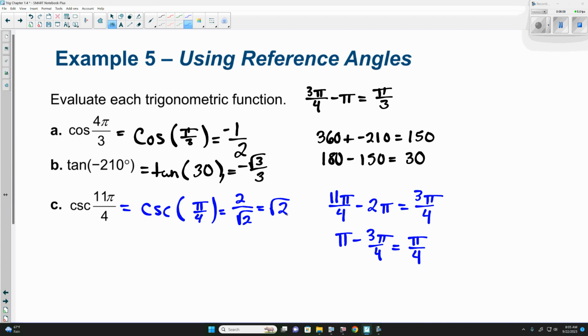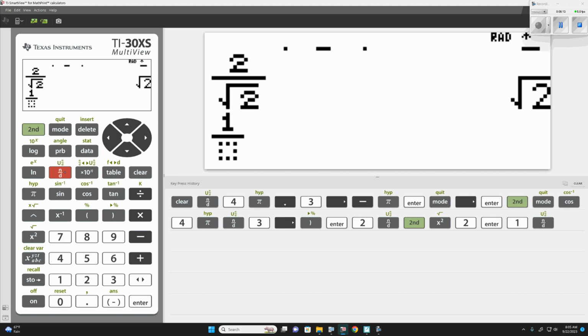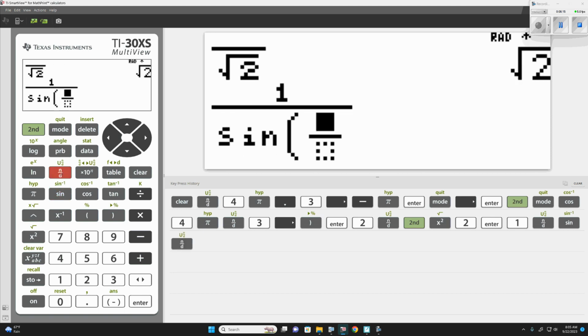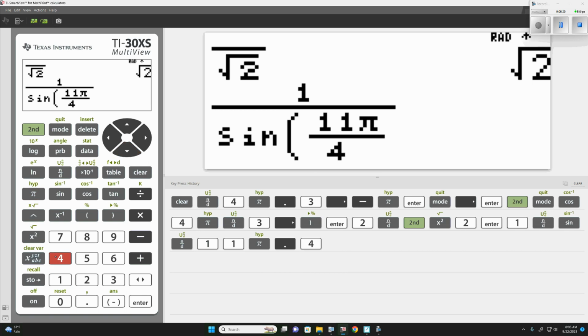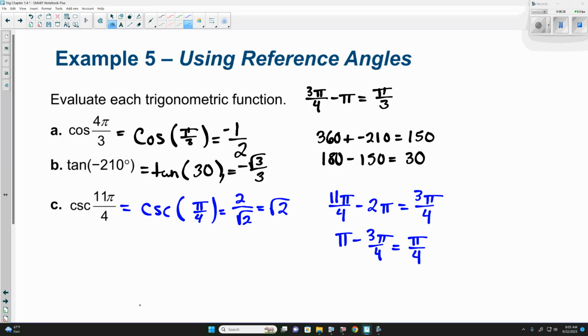But with any of these here, even cosecant, in the calculator, we could do 1 over sine of 11 pi over 4. We get the same thing. So the calculators can do these. Being able to do these, especially with reference angles and being able to reference back to them, was especially helpful when we didn't have a calculator that was able to do this.